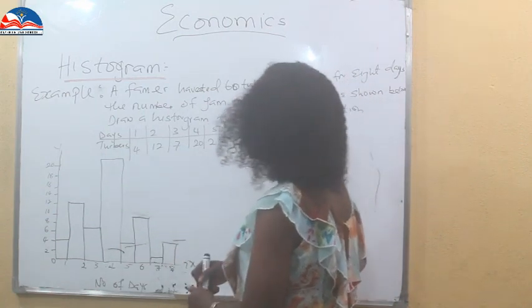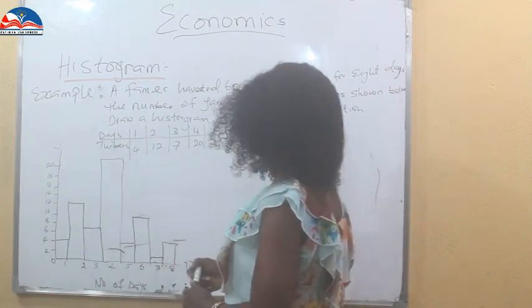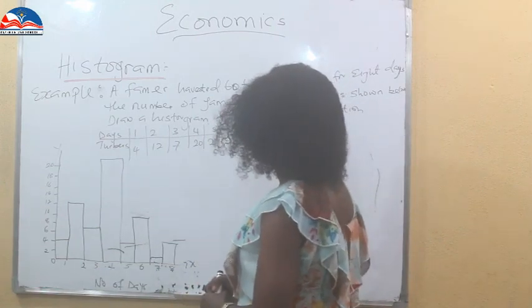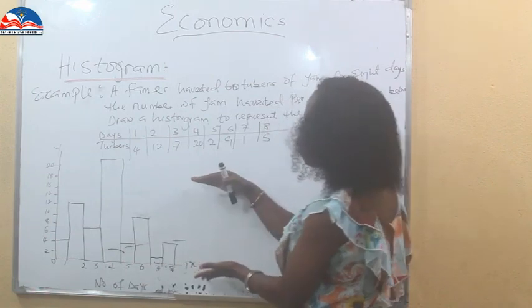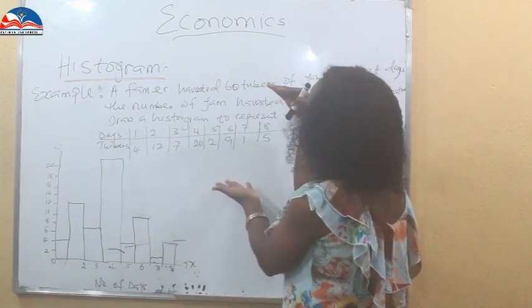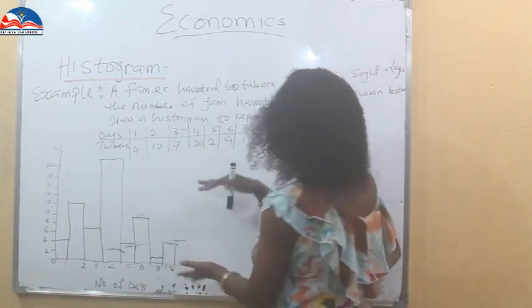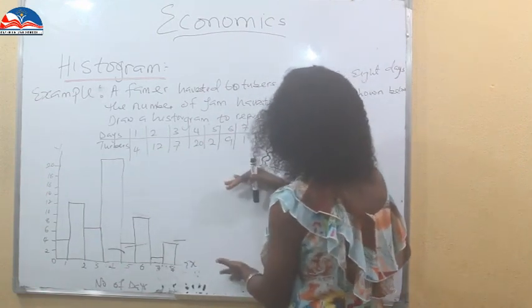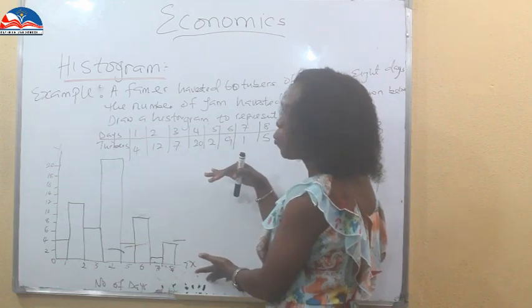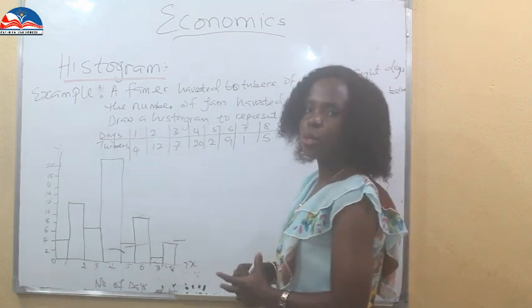The highest frequency here is 20, which is on day 4. So this is how you plot your histogram. You can see similar examples on other past questions. Use it to plot your histogram. So the next thing we will talk about is frequency distribution.